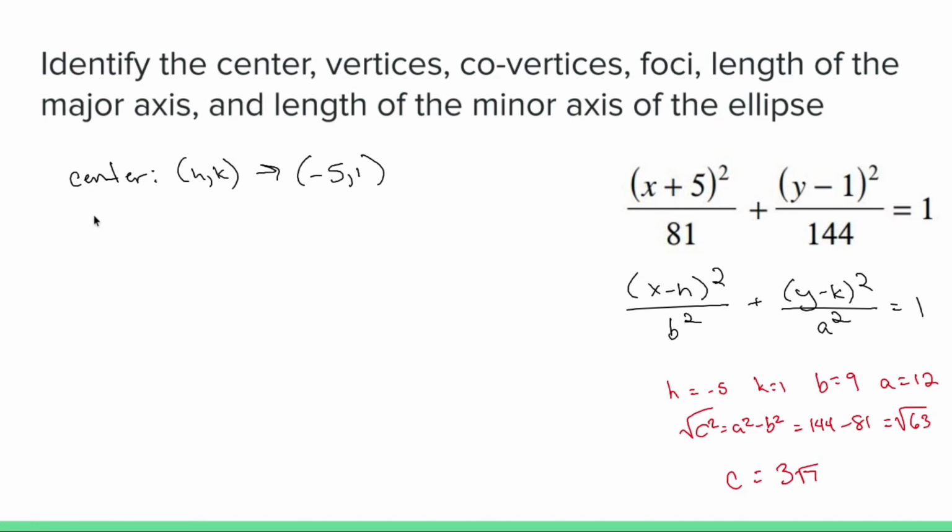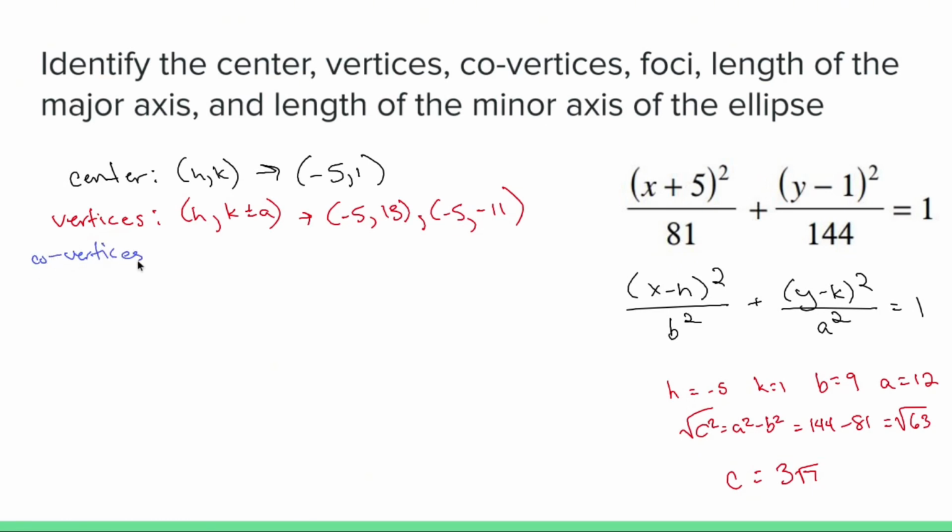The vertices, the tippy top and the very bottom, are going to be (h, k plus or minus a). So h is negative 5, and 1 plus 12 is 13, so that's one option. And then 1 minus 12 is negative 11. That's going to be our other option. Those are our vertices.